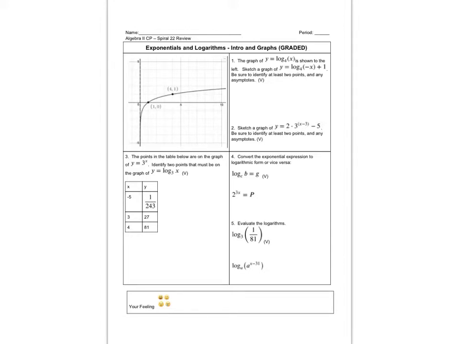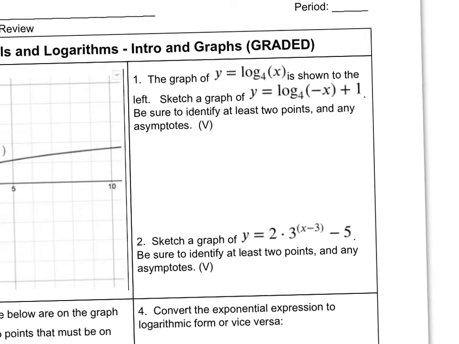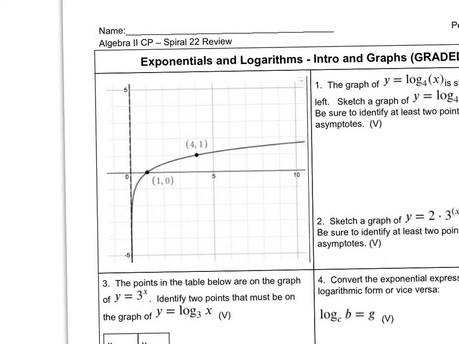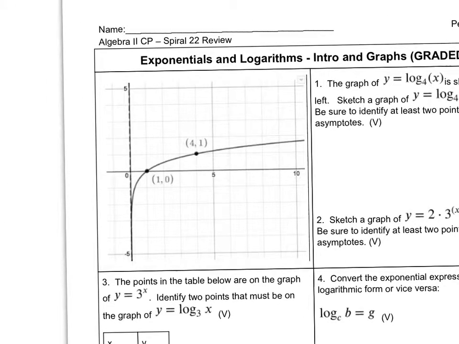We're going to start off with logs, particularly intro and graph stuff. First thing, we've got a log graph that's given to us, and I'm asked for a transformation. Here you've got a horizontal flip, and it's going to go up 1. So let's do both of those at the same time.